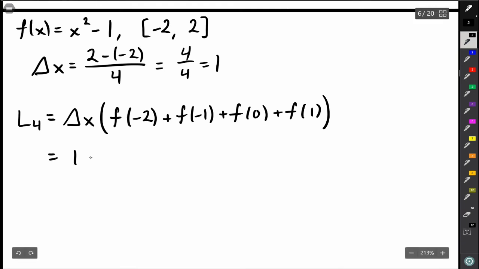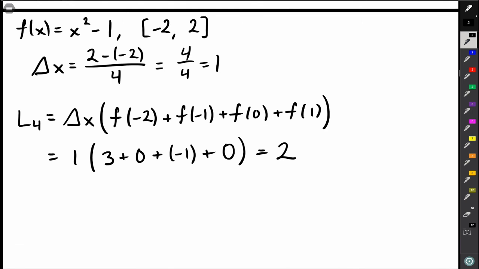Right, so delta x is 1. And f of -2, so we plug that in up here and we get 3. Plus, if we plug in -1, we're going to get 1 minus 1, which is 0. Plus, if we plug in 0 up here, we're going to get -1. And then f of 1, plug that in, and we get 0. Right? And so here we're going to have 2.